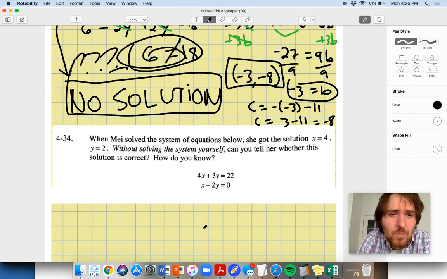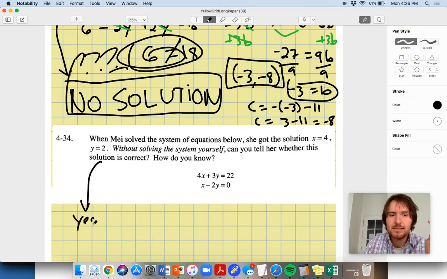434. When Mai was solving the system of equations below, she got the solution x equals 4, y equals 2. Without solving the system for yourself, can you tell her whether the solution is correct? How do you know? This actually isn't what I was thinking it was. It's not related to this no solution one at all. Can you tell whether a solution is correct? Yes, I could plug in, or substitute is a better word.